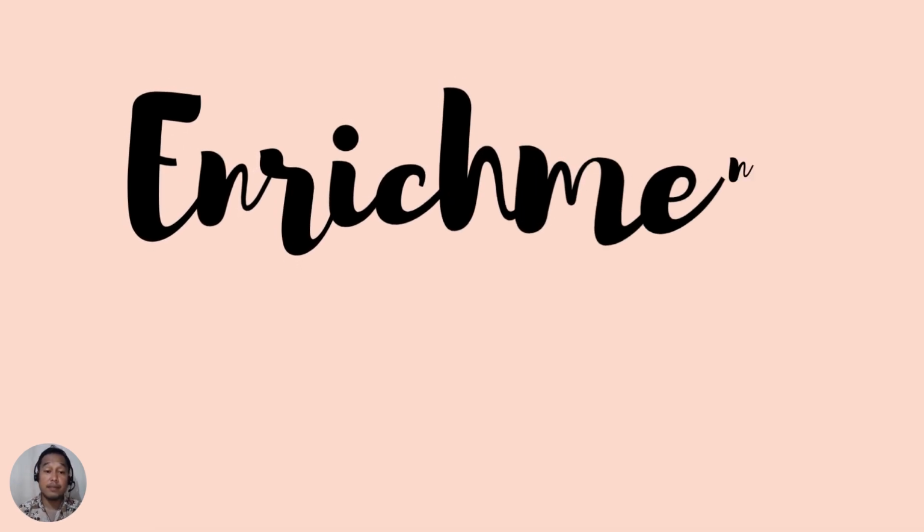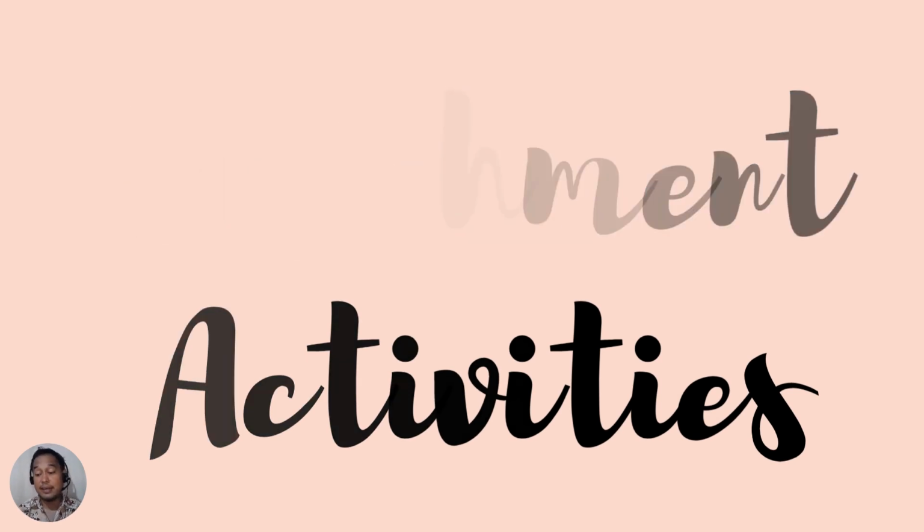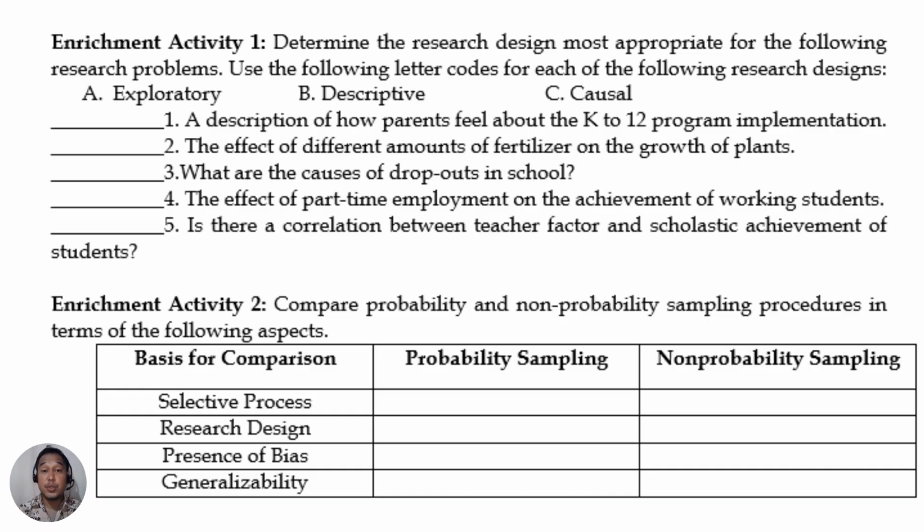So in your module, you have their enrichment activities. As I have said in the orientation, you need to answer them because they will be graded accordingly. Now, there are two enrichment activities which you're going to answer. The first one is all you need to do is to determine the research design for each research problem. So you only need to write letters. It's A for exploratory, B for descriptive, and C for causal.